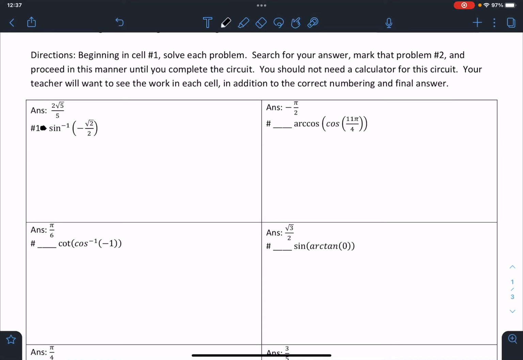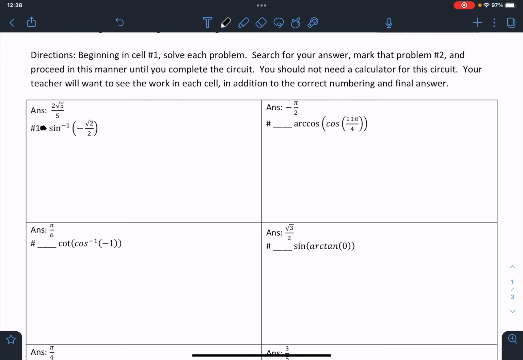We're going to get through this inverse circuit as quick as we can. Also, before you start, you should know about arc sine, arc cosine, and arc tangent. You should know the graphs and the restrictions. If you don't know that, I'll mention it throughout the video, but keep in mind that those will be really helpful. So this first question, we're doing sine inverse of negative square root of 2 over 2.